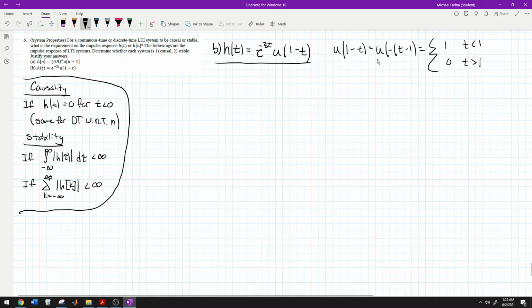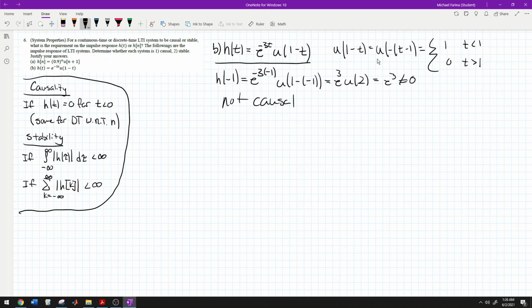So now that we know what's going on here, let's just plug in a value to test for causality. Let's plug in negative 1. Well, we get e to the negative 3 times negative 1 times the unit step of 1 minus negative 1, and that's equal to e to the 3 times unit step evaluated at 2, which is equal to e to the 3. And we know that that does not equal 0, so it's not causal.